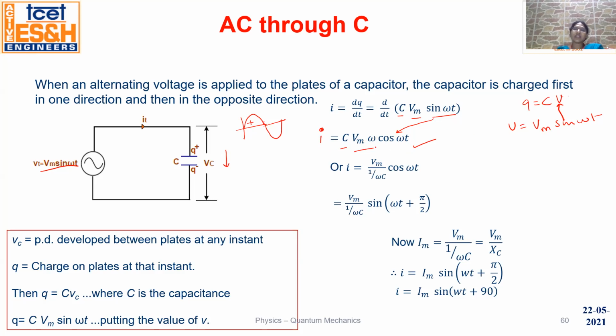Now we can rearrange these parameters. So we can write like this: Vm divided by 1 by omega C.